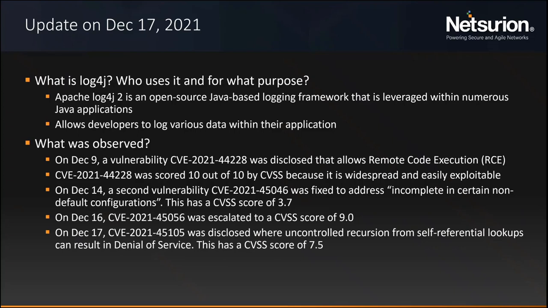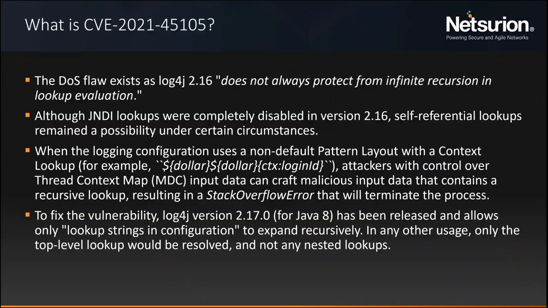Well, one more vulnerability, this time 45105, has been disclosed. Turns out that the fix in 2.16 doesn't really prevent uncontrolled recursion from self-referential lookups. And this can result in denial of service. And from the get-go, this has a CVSS score of 7.5. So Log4j library 2.15, 16, and now 17 is the current fix, and that's something to pay attention to if you're updating. So what exactly is 45105?